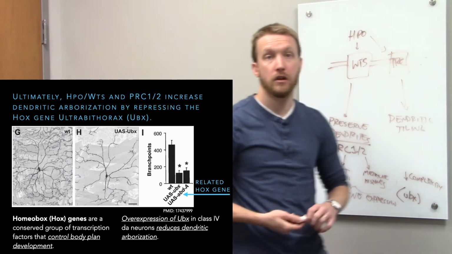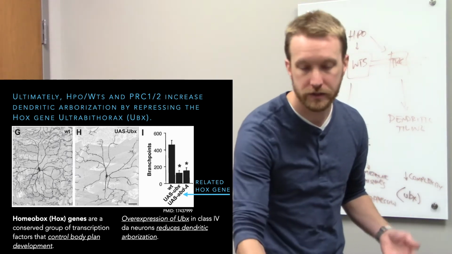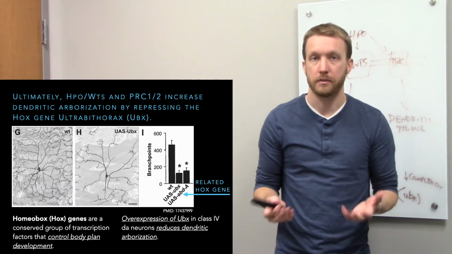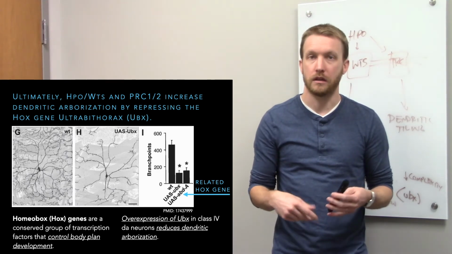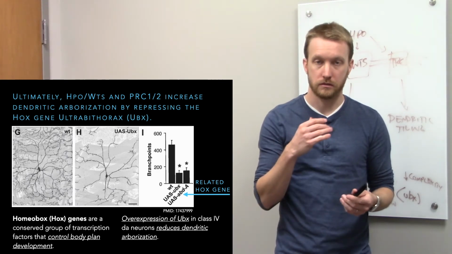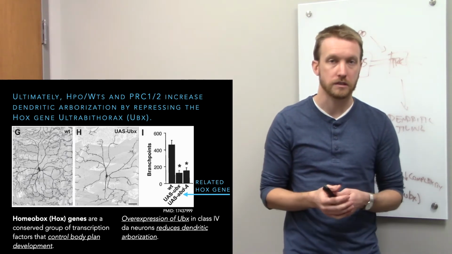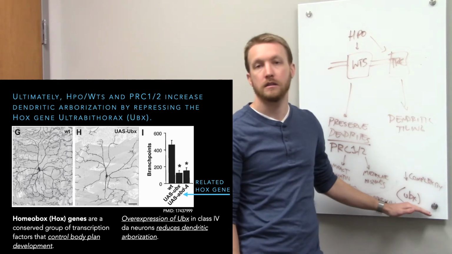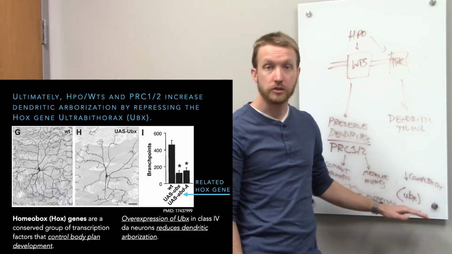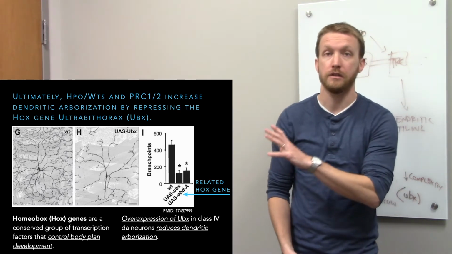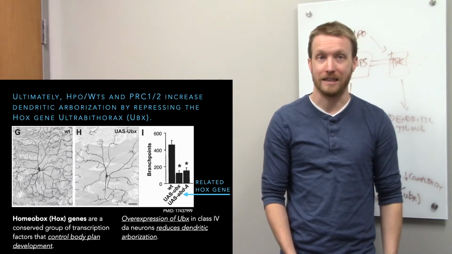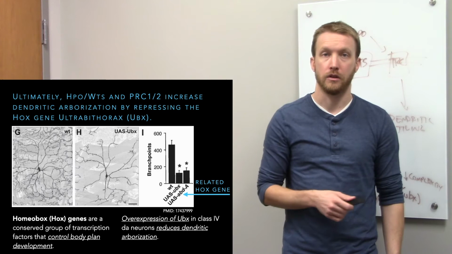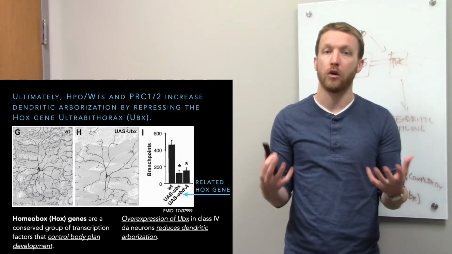Homeobox genes are a large group of transcription factors that affect development. They control the development of different parts of the body. So in this case, what ultrabithorax does is create kind of simpler dendritic arbors. It causes a culling of dendrites, so removal of dendrites. So in order to maintain our dendrites, what we have to do is make sure we keep ultrabithorax expression low, so that we don't remove our dendrites. You can see what happens here if we overexpress ultrabithorax in a class 4 dendritic arborization neuron. So panel G, wild type, look at panel H. We decrease the number of branches and the overall amount of dendrite.